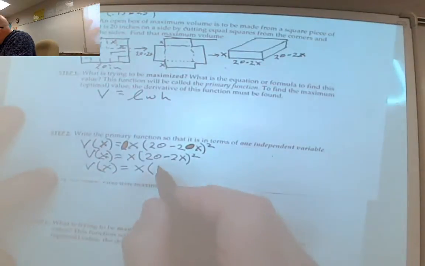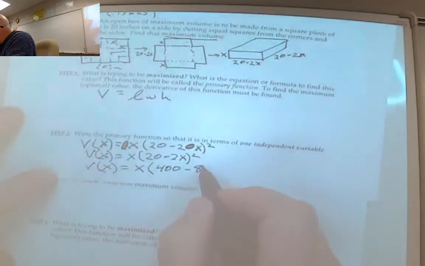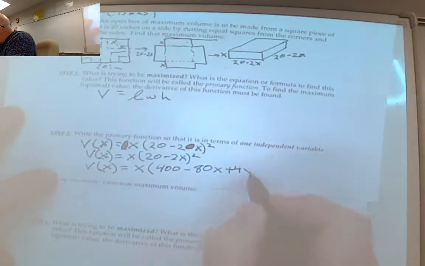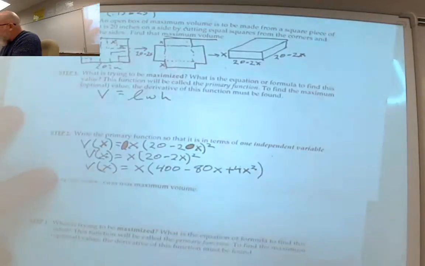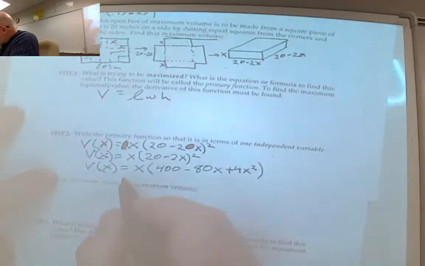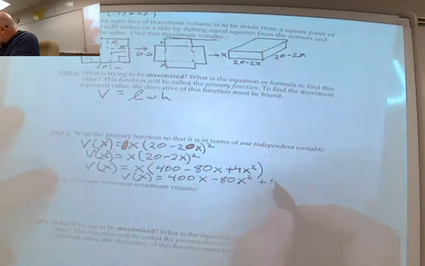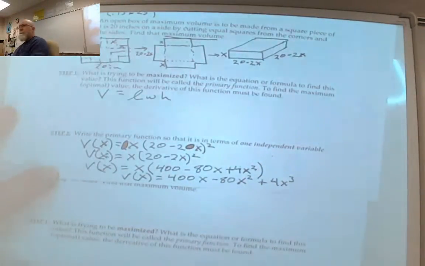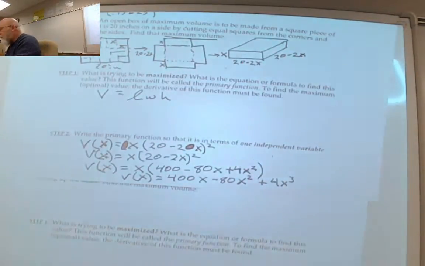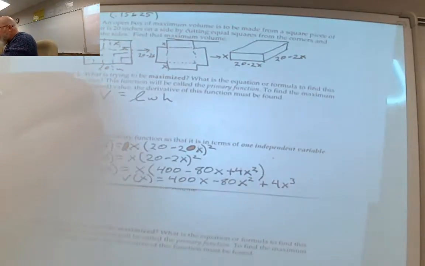bright. 400. 2 times 20 is 40. There's 2 of them, 80x. Plus 4x squared. Does that look good? The way things are going this morning, I wouldn't be surprised that I made a mistake. And since v of x is equal to 400x minus 80x squared plus 4x cubed. Does that look correct? McKenna, does that look correct? No errors? Alrighty, now, let's flip to the back side.